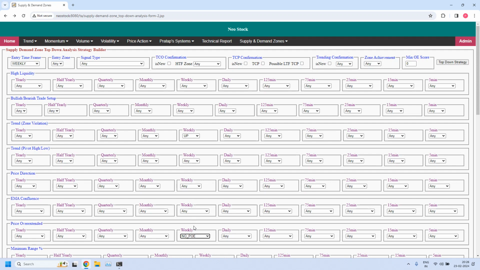Uptrend completed means you can focus on these stocks. Definitely you may find trades on the weekly zone. If there is no weekly zone, you need to look for lower time frame zones, like daily zones or 75-minute zones, near to that price over extension completion. These stocks probably reached the EMA, but at the time there may not be zones. Sometimes there might be zones also.